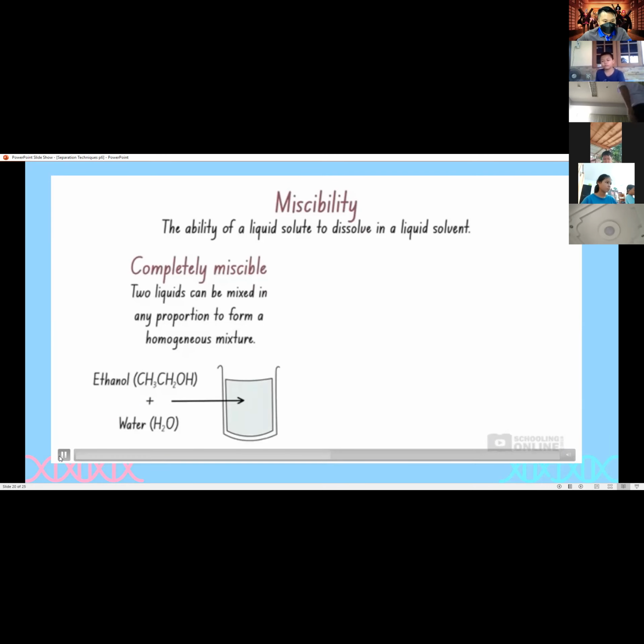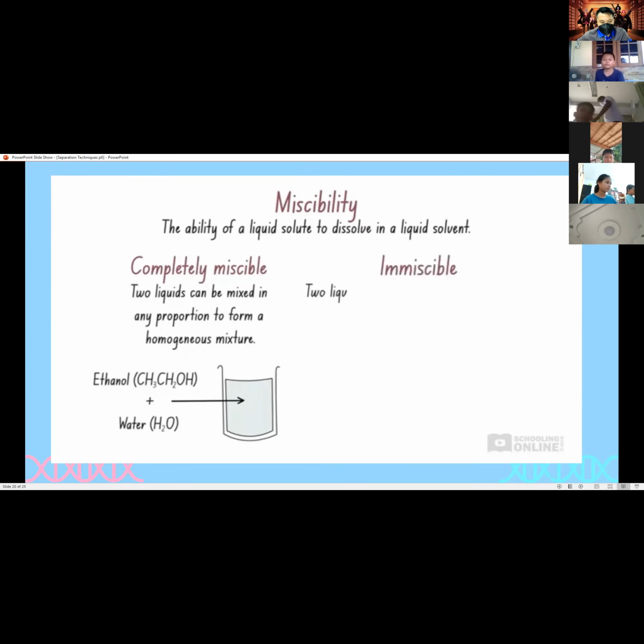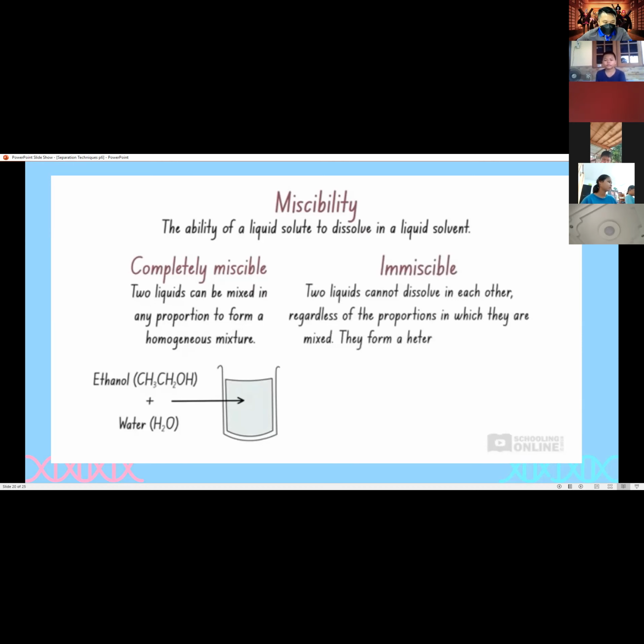If two substances are immiscible, then they cannot dissolve in each other, regardless of the proportions in which we mix them. Instead, they remain in two distinct layers, forming a heterogeneous mixture. For example, oil and water do not mix, whether we add a bit of water to oil or a bit of oil to water.